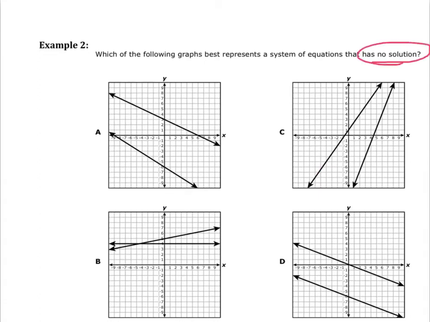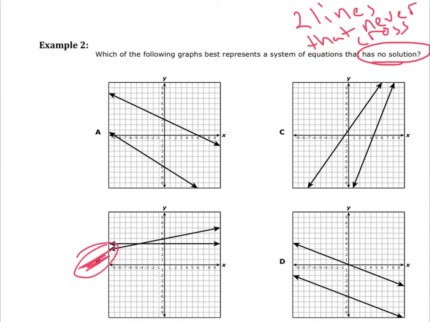And if it has no solution, that means we're looking for two lines that never cross. And if we know that they're never going to cross, that means you should be thinking that these two lines have to be parallel. So automatically, we know that we can cross off B. The reason why we can cross off B is because B has a solution right there.